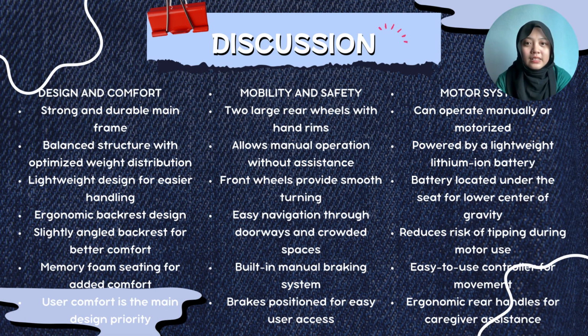And next, there is also a built-in manual braking system. This is basically for the safety of the user. So if the wheelchair goes into unwanted movement or moves too fast, the user can use the braking system to slow down the wheelchair. And the braking system is positioned specifically near the handle, so it's easier for the user to use.